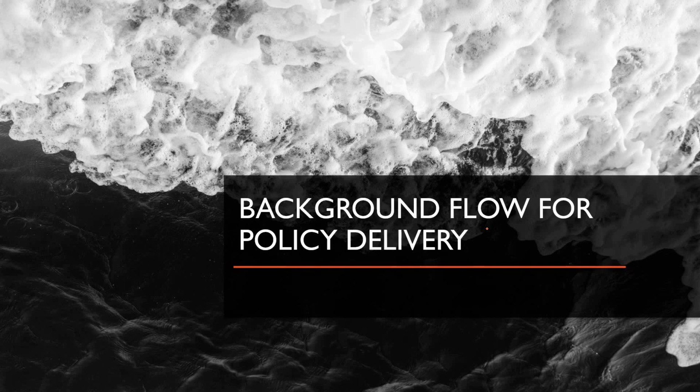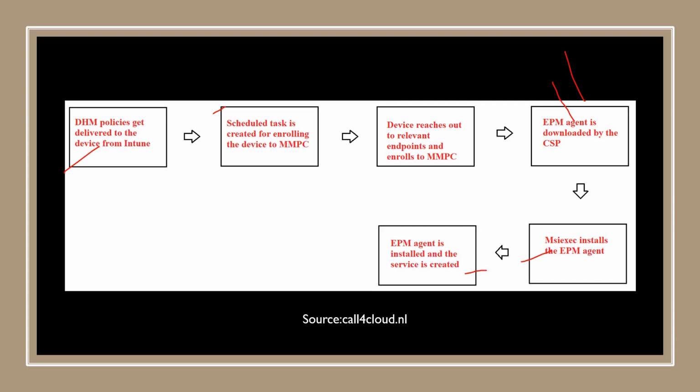All right. So until now, what we have understood is, if I have a device which is enrolled to Intune, and if I make an EPM settings policy and deploy it to the device, what is going to happen? We know that these 6 steps are going to be followed at a high level. And once these 6 steps are followed, the device is enrolled to MMPC. After enrollment, the device has downloaded the EPM agent, and the EPM service is created, and the device is ready to receive policies related to EPM.